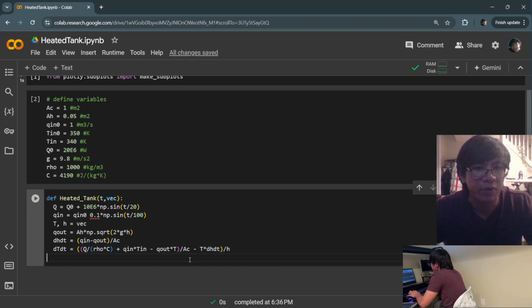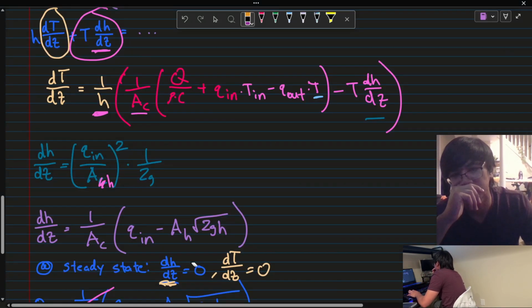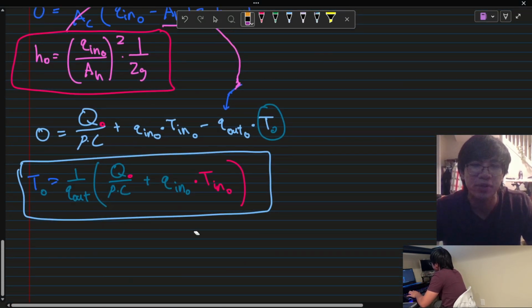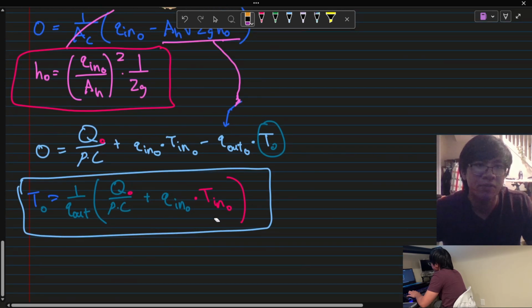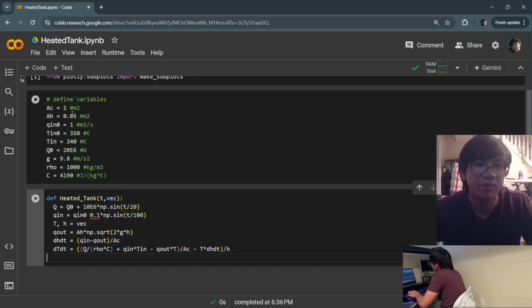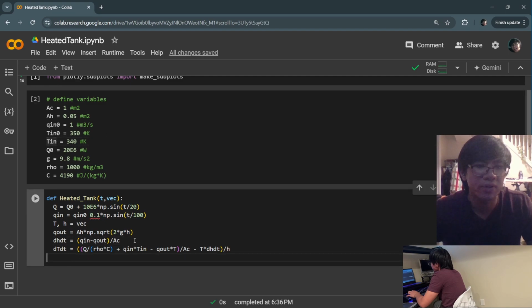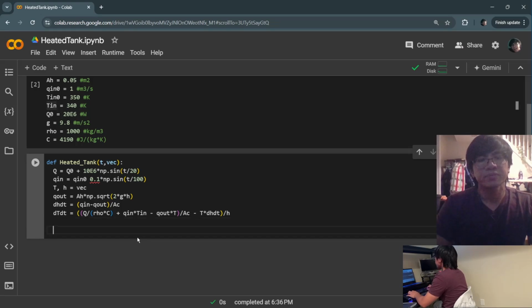What else are we doing? I think that's it. Oh no, we need our initial values. Those initial values will be supplied into solve_ivp. I don't know if it makes more sense to put them in the function, but why not? So we have all our initial values. Do we have our T initial? Yes, here. Let's go ahead and define them. Do we have our initial value for height?